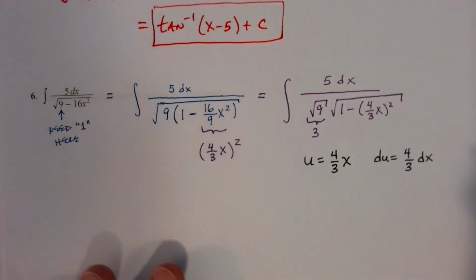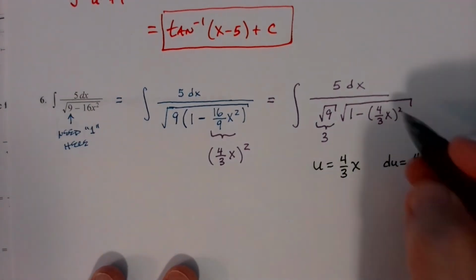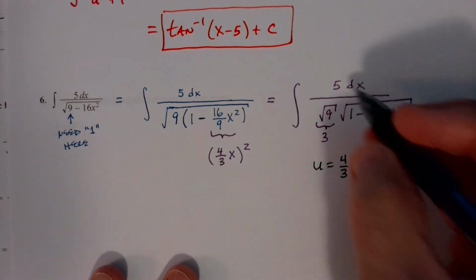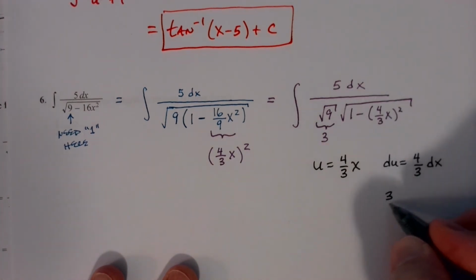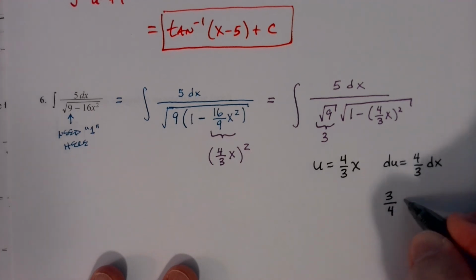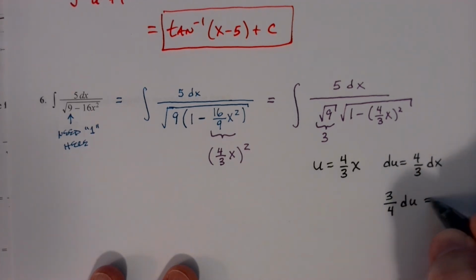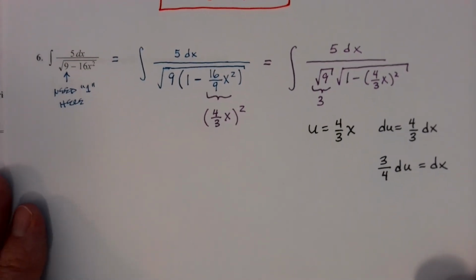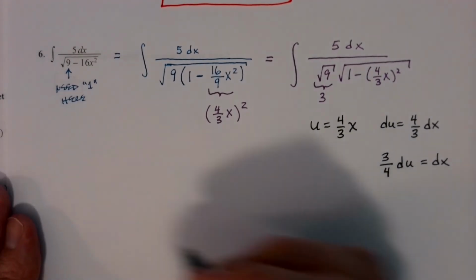Okay. And I'm just going to do this time, I'm just going to solve for dx here and replace it here. Usually I try and get things to balance, but I'm just going to do it another way here. Multiply both sides by 3/4. I get 3/4 du is equal to dx. Okay. So I'm just going to leave it that way.